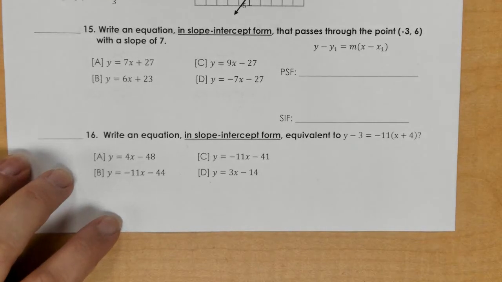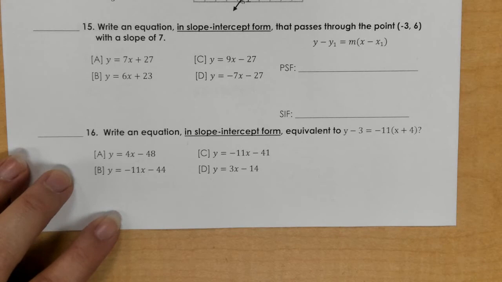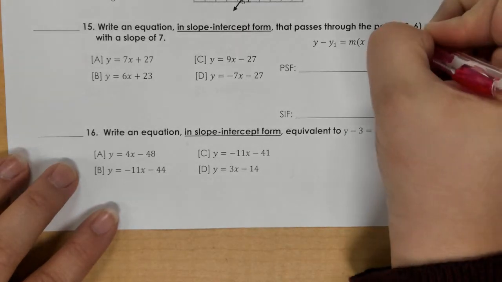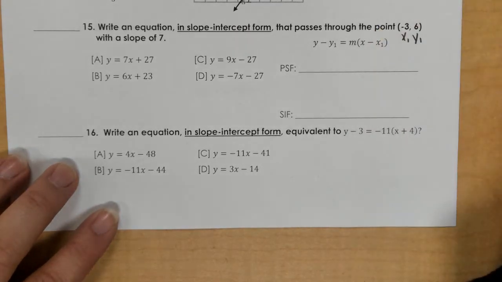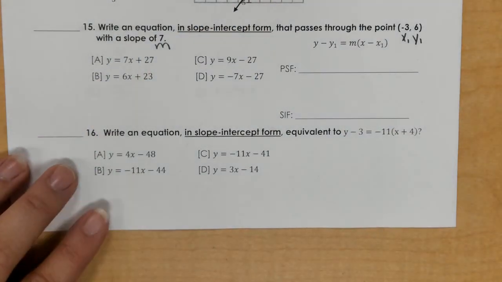Number 15, you need to write an equation in slope-intercept form that passes through the point -3, 6 and has a slope of 7. So first and foremost, I want to label my point. I also know that slope represents 7. Okay, right now, I can eliminate some answers.